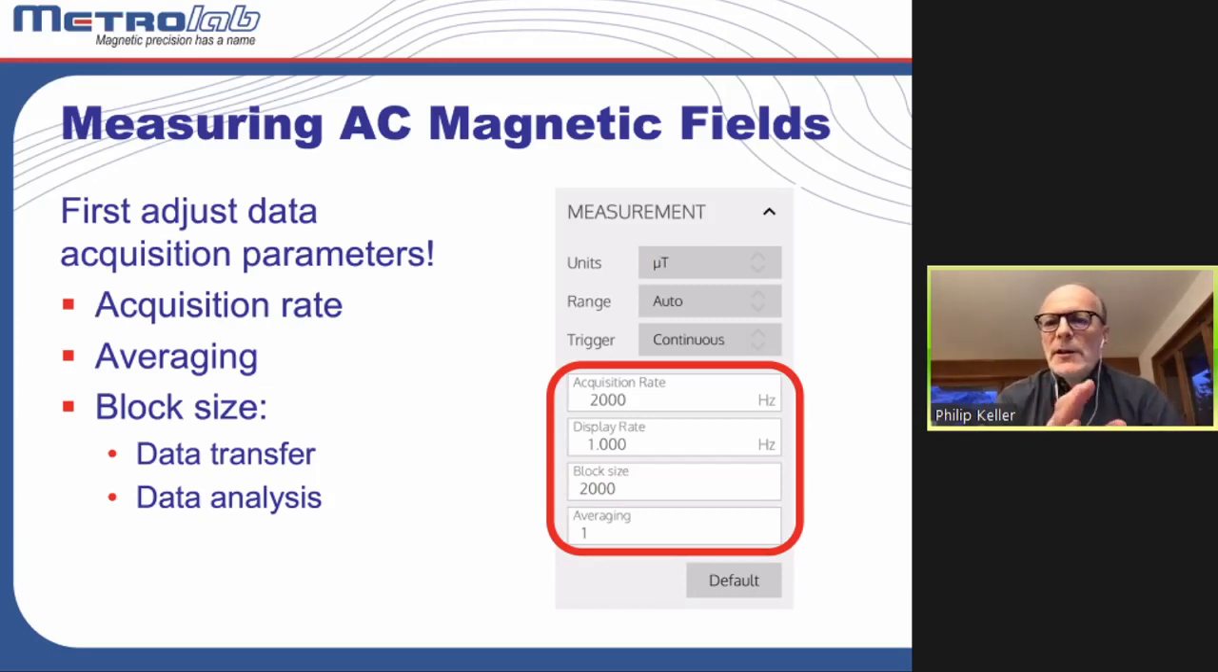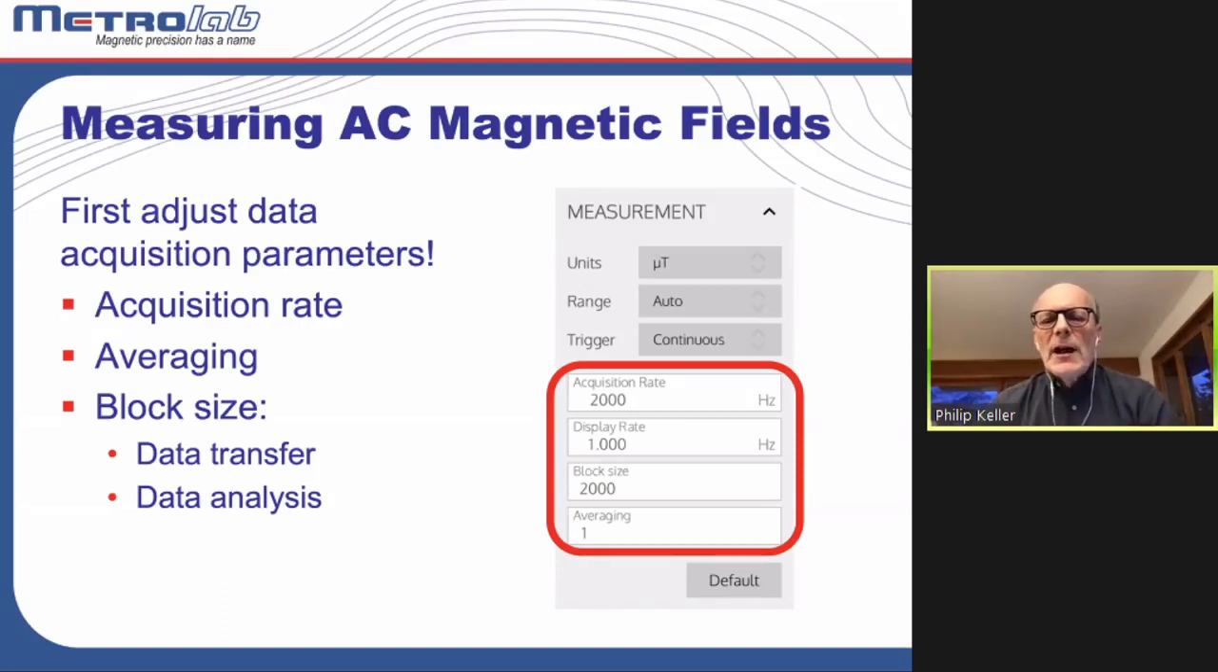One purpose is, since we're acquiring a fair bit of data, the transfer rate between the instrument and the computer gets to be a limiting factor. And blocking things together into big blocks and transferring a block at a time instead of one measurement at a time keeps the transfer from being a bottleneck.